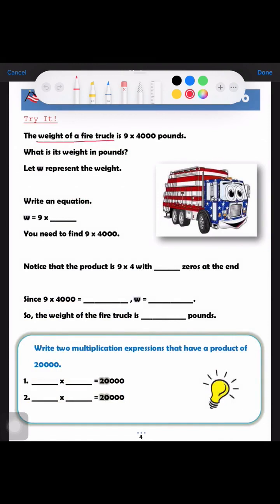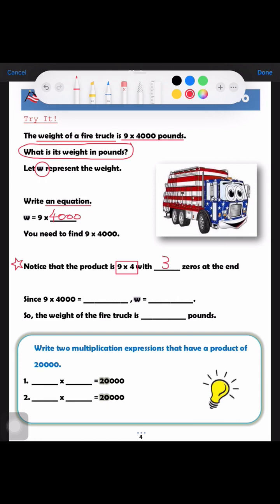Okay, now we move on to page 4. The weight of a fire truck is 9 times 4,000 pounds. So what is its weight in pounds? Let's use W to represent the weight. First of all, we need to write an equation. W, that means the weight, equals to 9 times 4,000. So now we need to find 9 times 4,000. Because 4,000 has 3 zeros, so the product should be 9 times 4 with 3 zeros at the end.